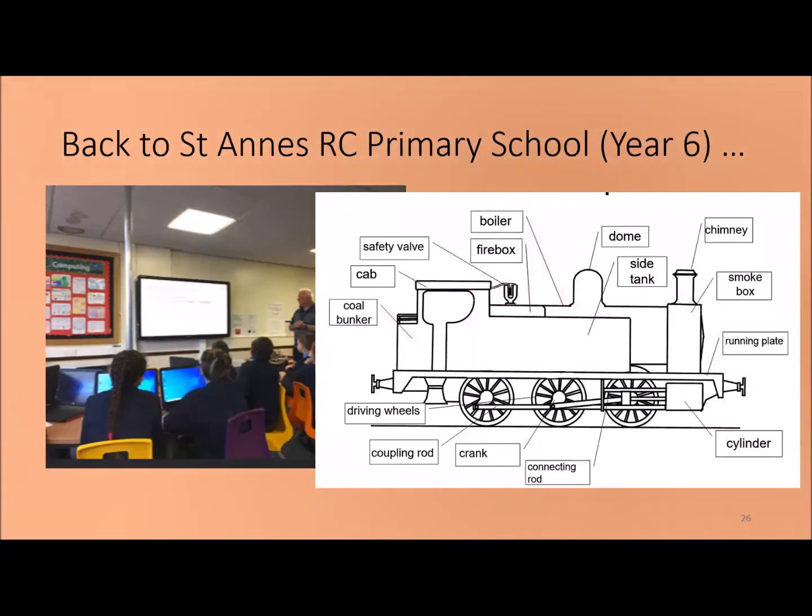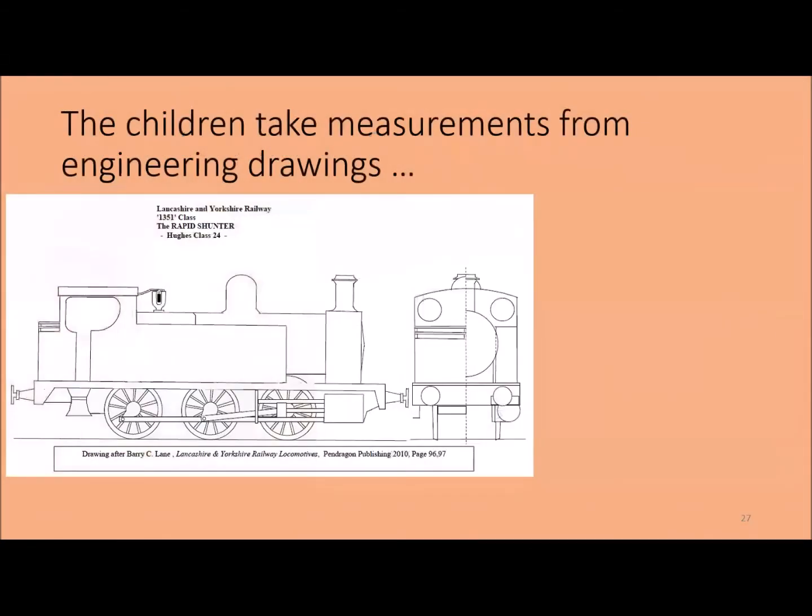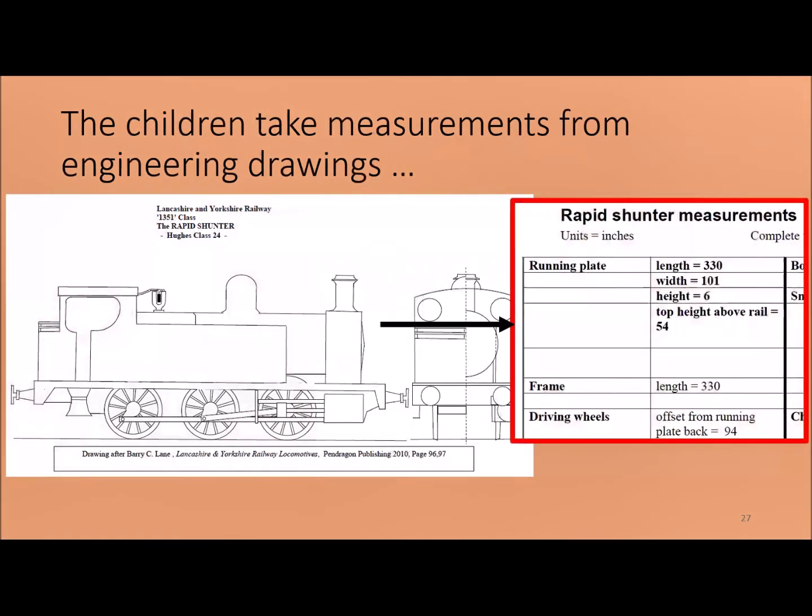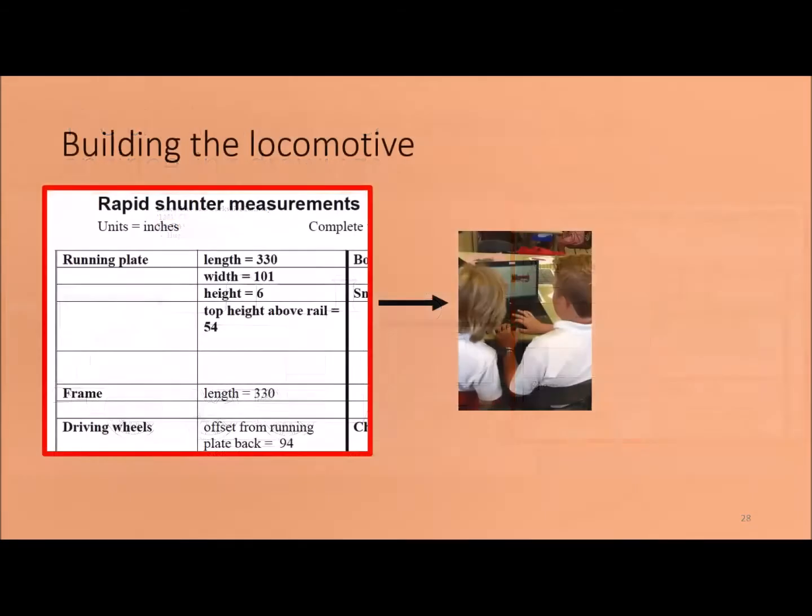So they learned the terminology and grammar of steam locomotives. The children are shown how to measure simplified engineering drawings like this. They make half a dozen of the measurements to show they've got the idea. Then we give them the rest of the measurements because time is constrained in the primary school. The children use the measurements to build the locomotives in Thing Builder.